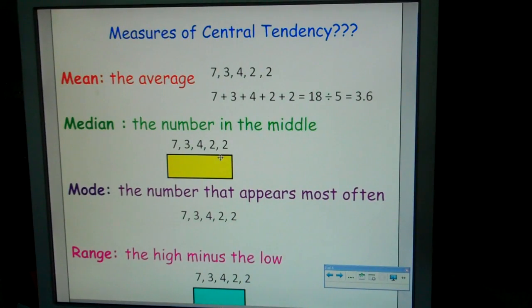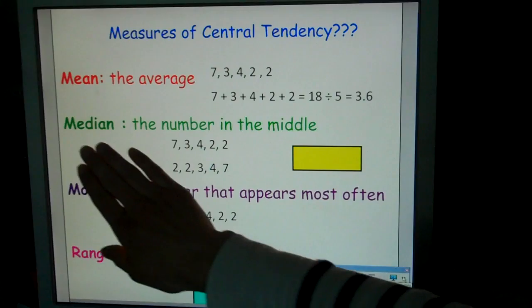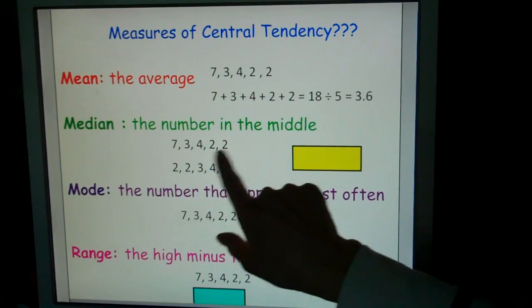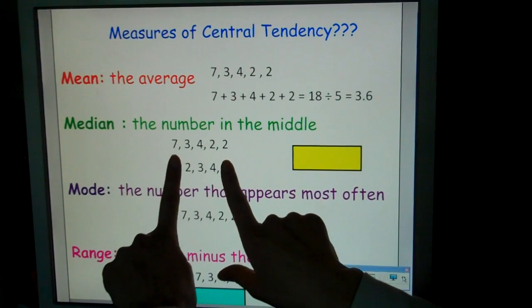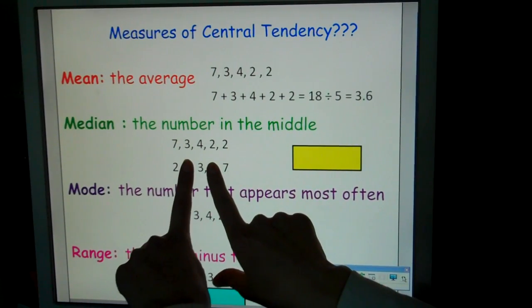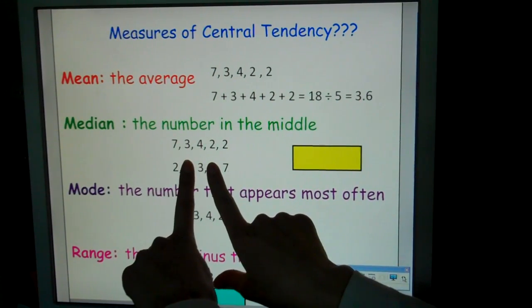Okay? The median. The median is the middle number. But there's something you have to do before you can get the median. What do you have to do? You have to put them in order from least to greatest. Okay? So please make a note of that. They have to be in order from least to greatest. Then it's simply the middle number. Well, this data set is small. I can take my fingers, cover them up, and the median is 3.